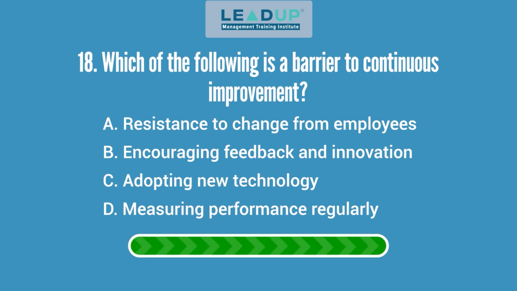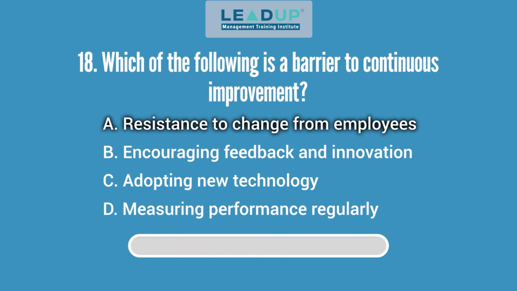Question 18. Which of the following is a barrier to continuous improvement? A. Resistance to change from employees. B. Encouraging feedback and innovation. C. Adopting new technology. And D. Measuring performance regularly. The answer is resistance to change from employees.